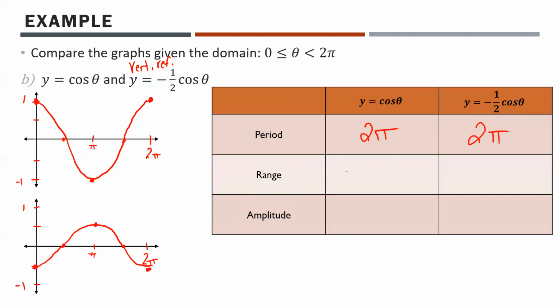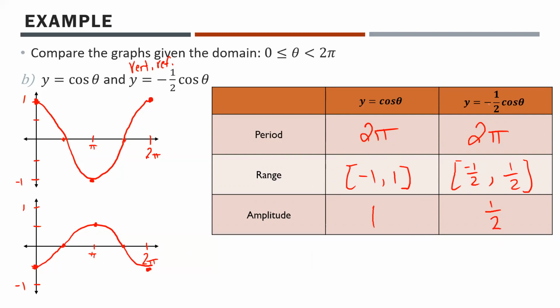Now the range on both of these are going to be a little bit more interesting. The range of this one, of course, since it's just cosine, is -1 to 1. But the range of this one, its lowest point is -1/2, and its highest point is +1/2. So that one will have a range of that. Notice the range is directly connected to your amplitude, which brings us to our amplitude, of course. This one just has an amplitude of 1, and this one, I would say, has an amplitude of 1/2.